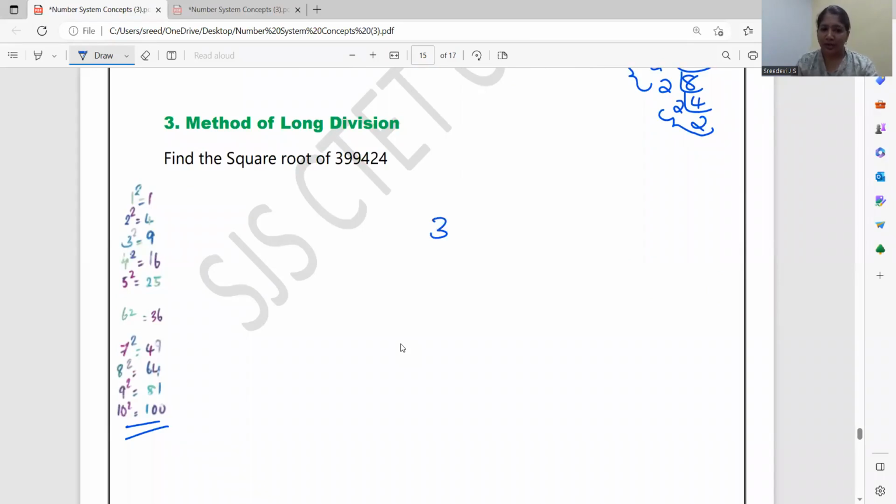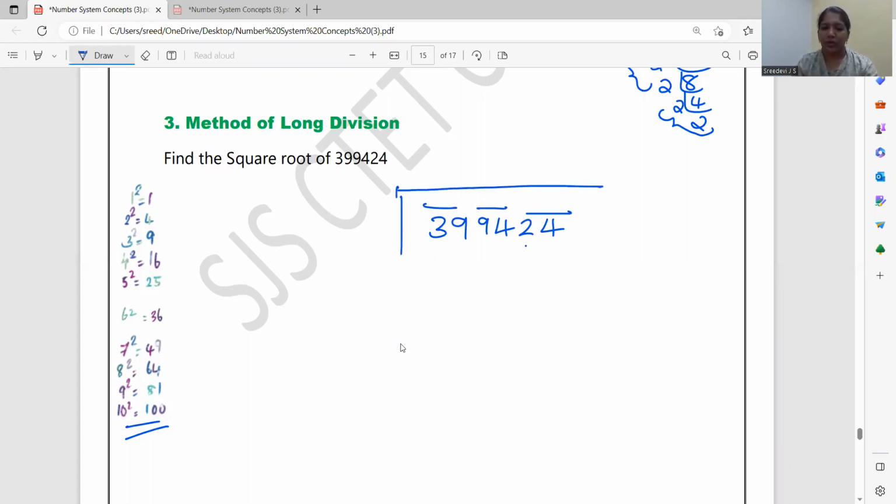So the method I'll tell you. First, you have to write the number as 399424. So we have a number with 6 digits. You have to pair the numbers from right to left. So here this is one pair, this is the second pair, and this is the third pair. Then we can put it on the long division method.